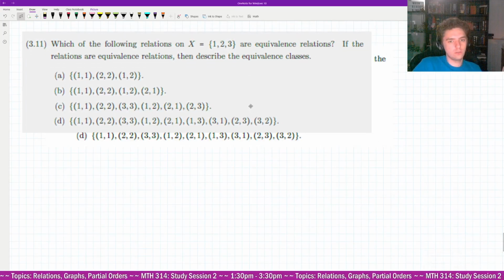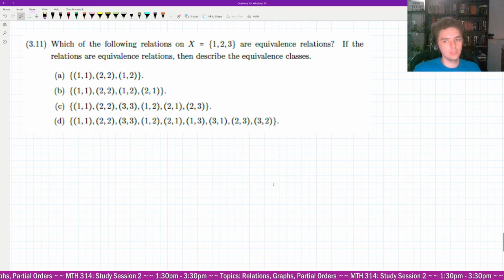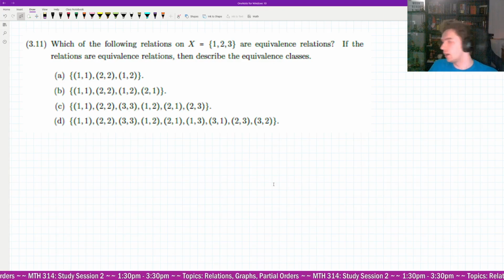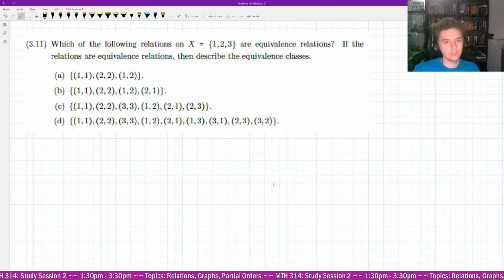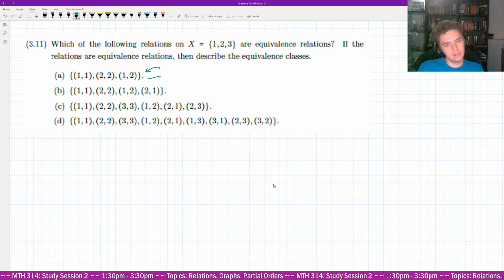So which of the following relations on {1, 2, 3} are equivalence relations? If the relations are equivalence relations, then describe the equivalence classes. So let's just take a look first of all. For it to be an equivalence relation, it has to be reflexive, symmetric, and transitive. So let's just check, right? Is this reflexive, symmetric, and transitive?